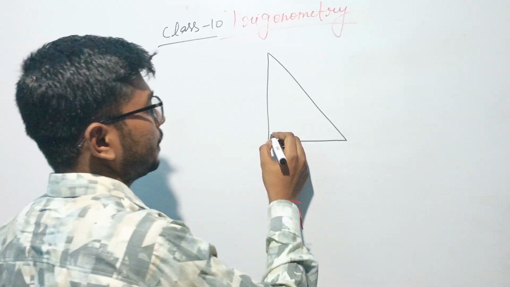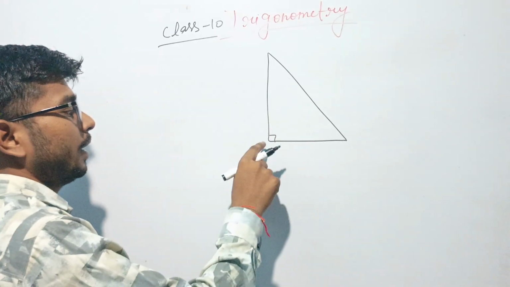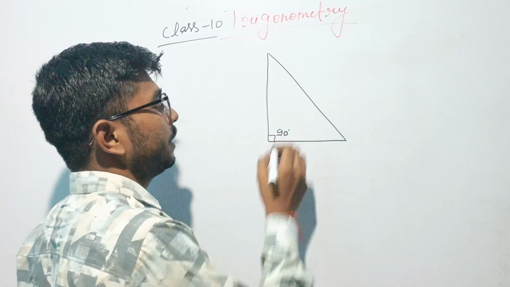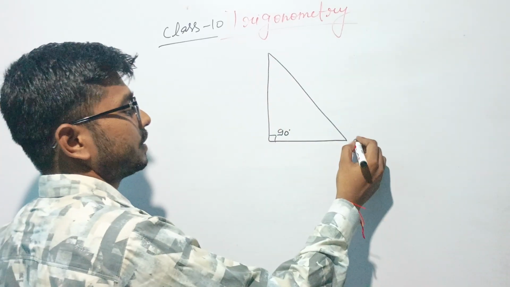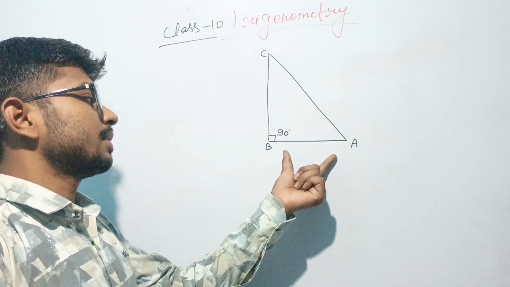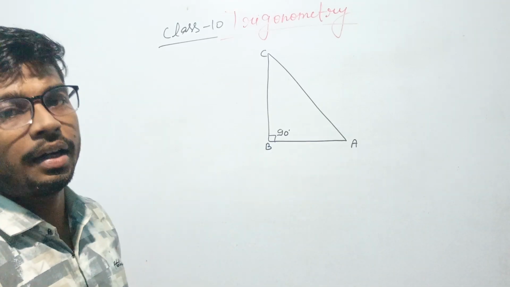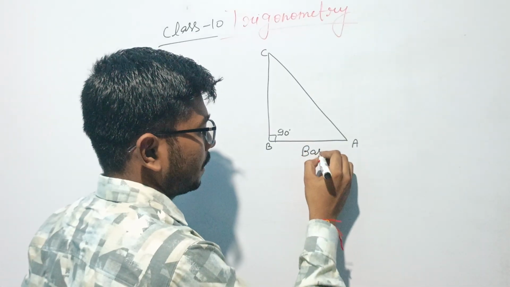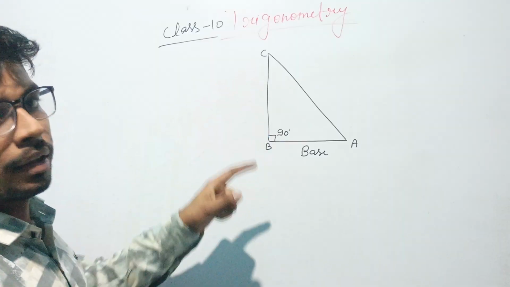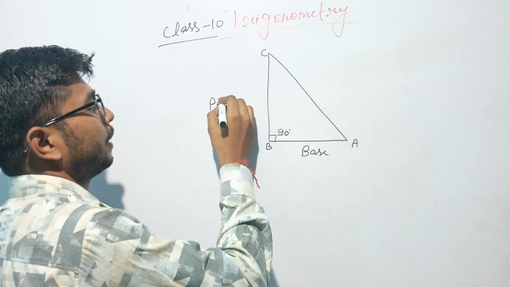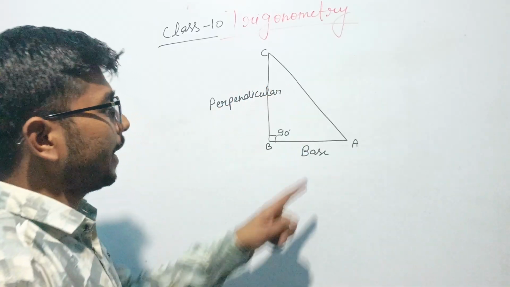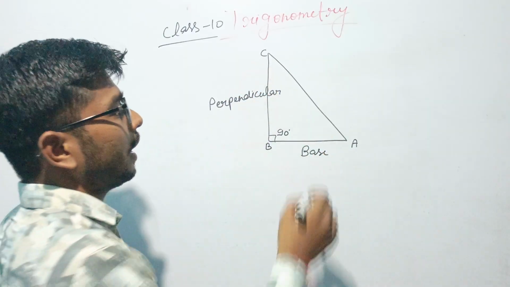So a right angle triangle means in a right angle triangle one angle will be 90 degree. So this is 90 degree. Just consider this is A and this is B and this is C. In a right angle triangle, this base AB is called base. And the altitude BC is called perpendicular. And this side AC is called hypotenuse.